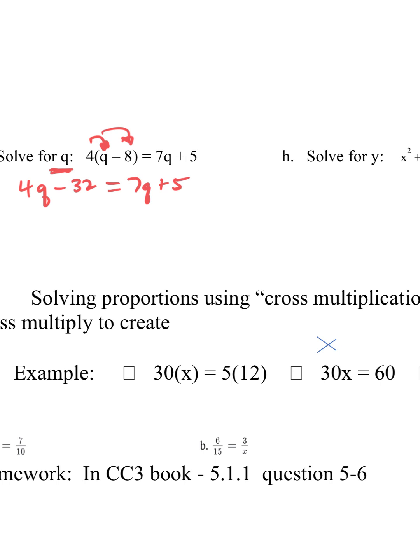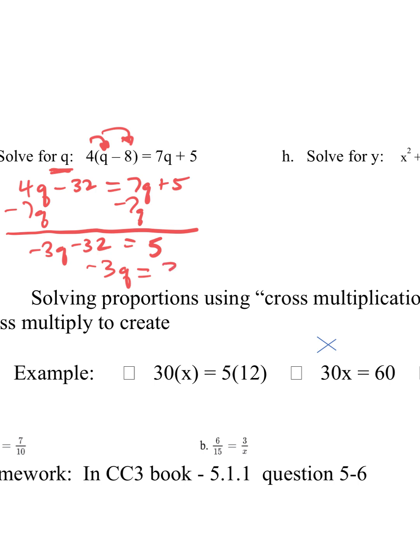So I'm going to move q to this side, or we can just do minus q. Get the q's together, basically, before you do anything. Because if we don't want to deal with negatives, actually just do this: 7q minus 7q. We're going to get negative 3q, 32 equals 5. Then add 32 to both sides. You're going to get negative 3q equals 37.